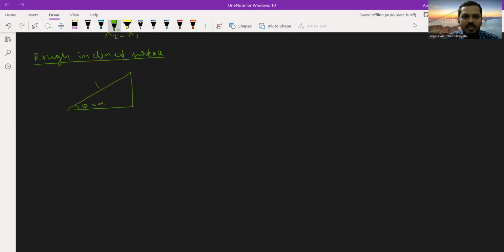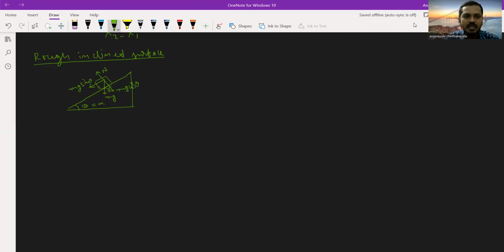Now one body is placed on this rough inclined surface. I am resolving the weight of the body into two components. This is weight mg. If mg makes an angle theta here, this is the component mg cos theta, and this is the normal force N, and this is mg sin theta because it is perpendicular to mg cos theta.